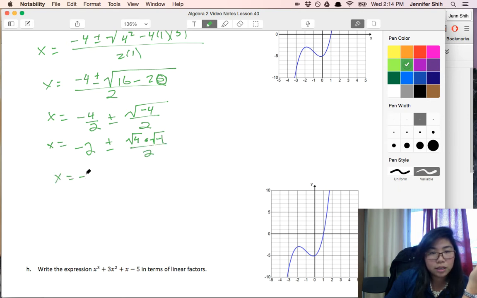X is equal to -2 plus or minus. Now 4 is a perfect square. 2, the square root of -1 is i. Here we go. X is equal to -2 plus or minus, I can simplify this, 2i.